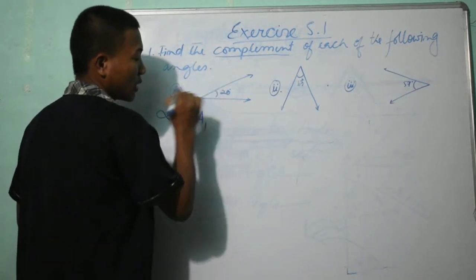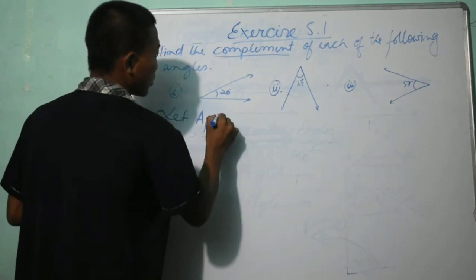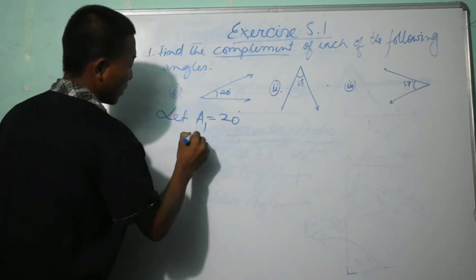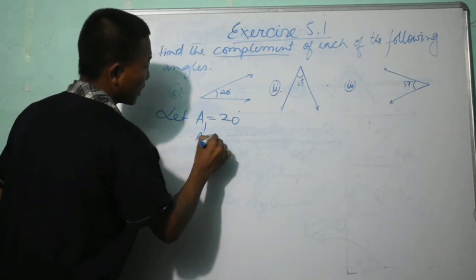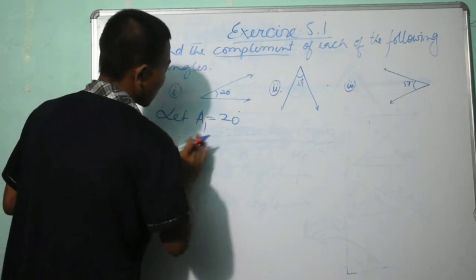Let us consider that this is the first angle, A1 equal to 20 degrees. We don't know the second one, so just keep it as it is, or we can put A2 equal to question mark, but that is not needed. So let us start right away.